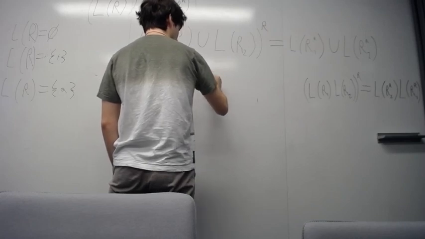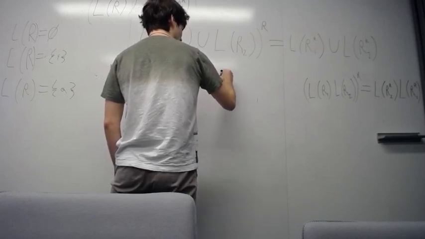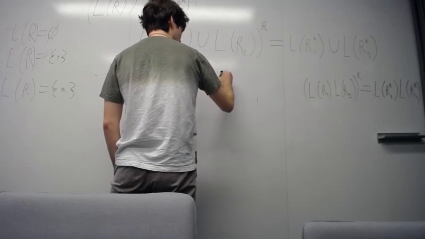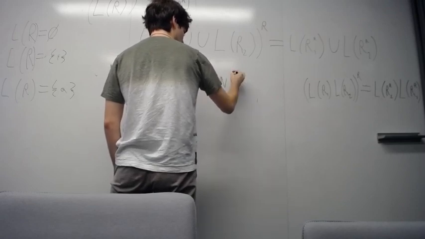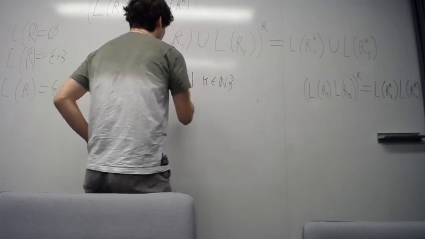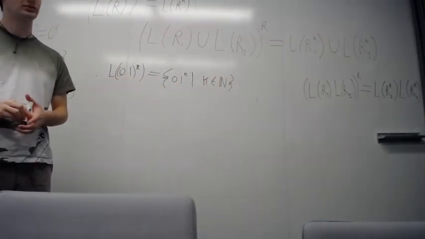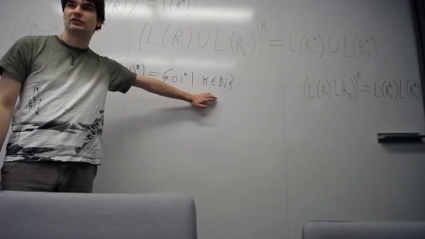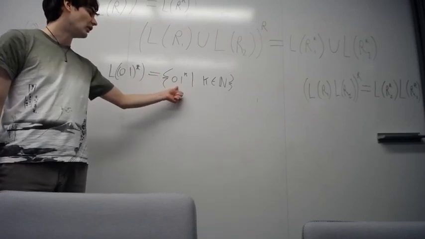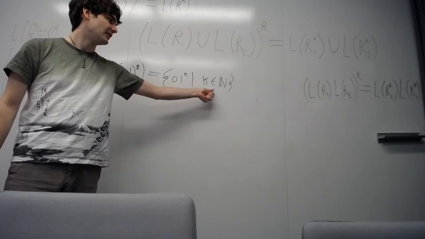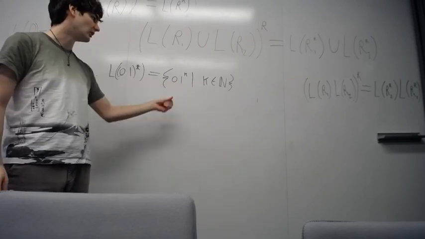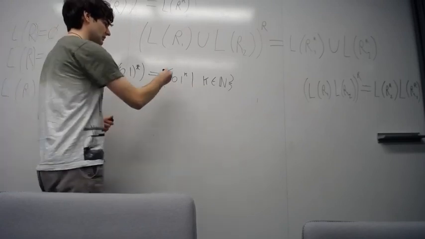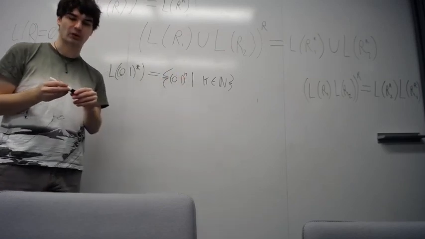K is an element of the natural numbers. So this sort of notation is a common set notation where we say this subject to this constraint. So it's like all things of this form such that this is true. So it's all strings of this form such that this is true.